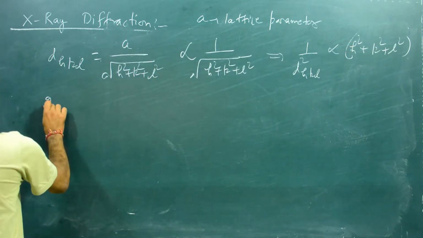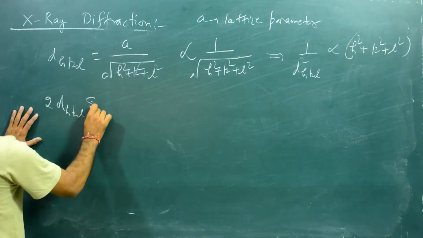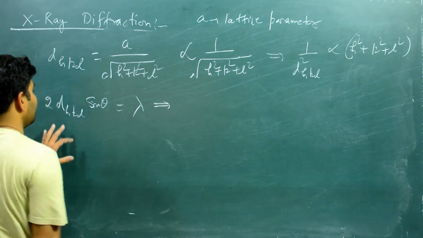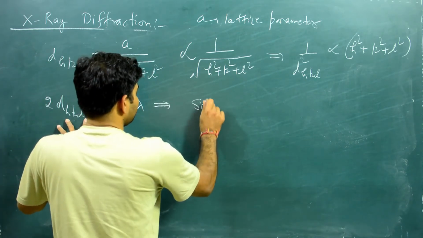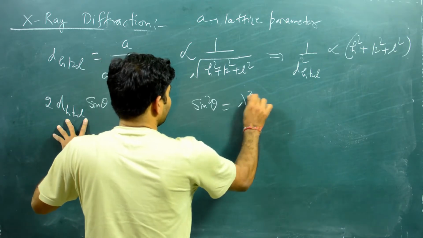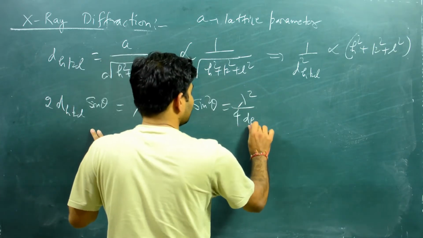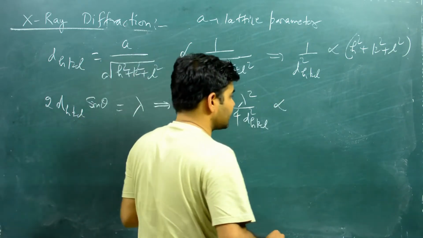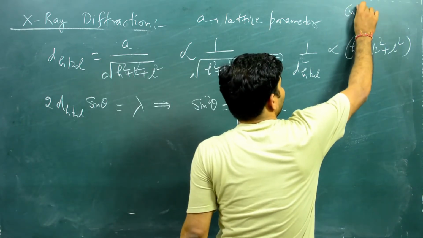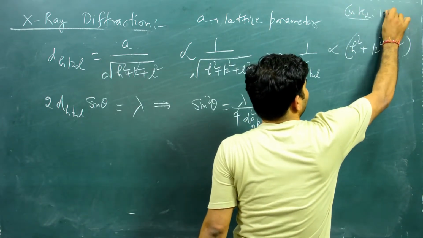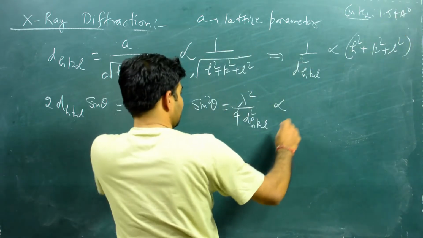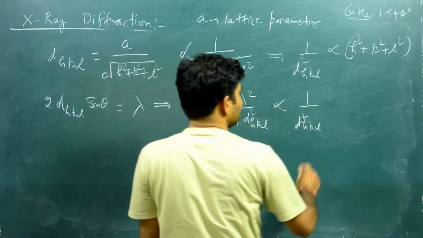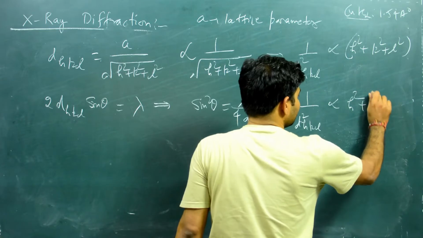And we also know that Bragg's diffraction condition is 2 d_hkl sin theta equal to lambda, with n equal to 1 for the principal maxima that we observe in experiment. This equation tells us that sin squared theta is equal to lambda squared upon 4 d_hkl squared, which, for a given X-ray wavelength lambda, quite often copper K alpha radiation, 1.54 angstrom, which is also fixed, is proportional to 1 over d_hkl squared. And we have just seen that for a cubic system, 1 over d_hkl squared is proportional to h squared plus k squared plus l squared.